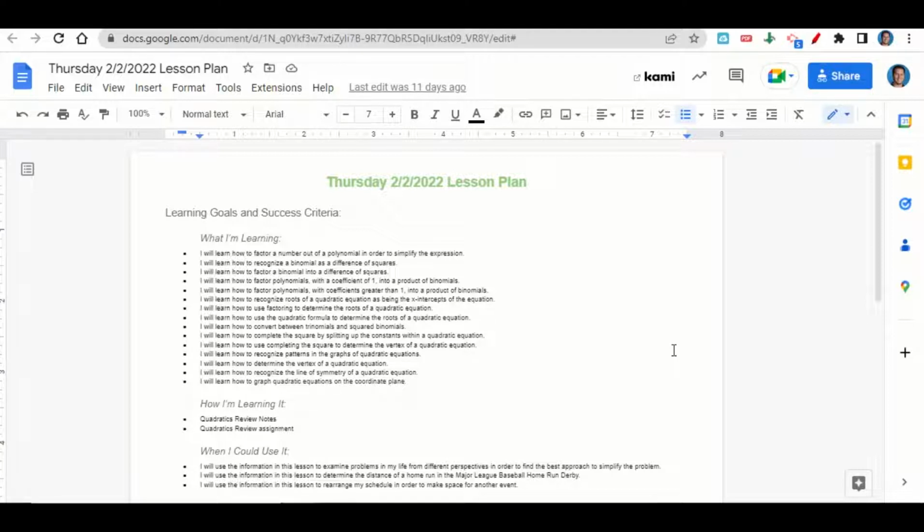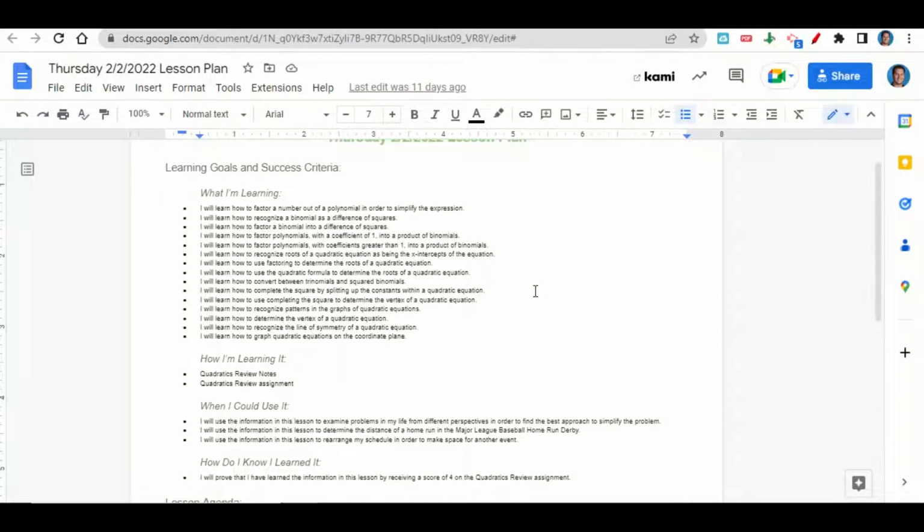Through the Quadratics Review Notes and the Quadratics Review Assignment. When can we use this information? To examine problems in your life from different perspectives in order to find the best approach to simplify the problem, to determine the distance of a home run in the Major League Baseball Home Run Derby, and to rearrange your schedule in order to make space for another event. How do you know you learned it? By getting a score of 4 on the Quadratics Review Assignment.